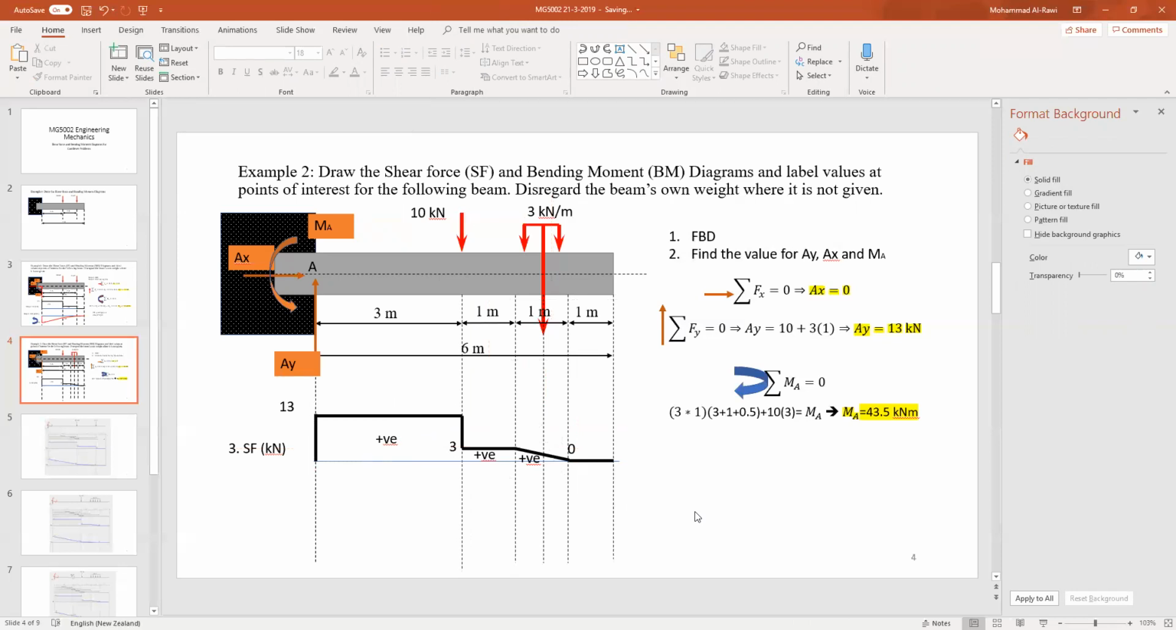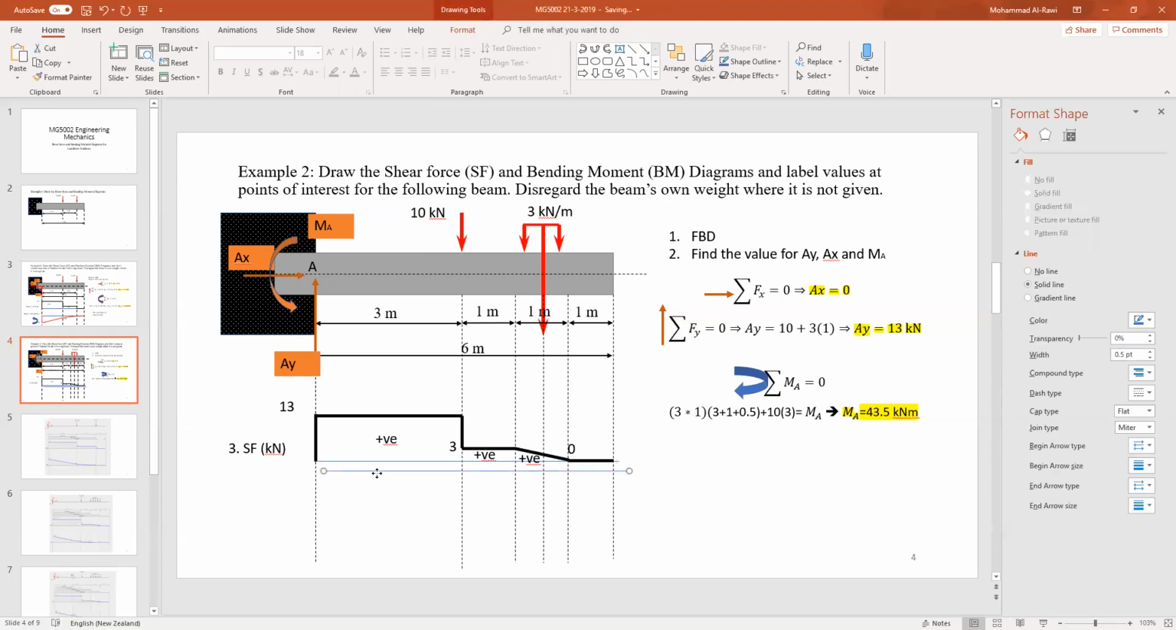Interestingly, both areas are positive, which is really good. But the difference from the previous example is that as soon as we change from point load to UDL, instead of the force going downwards, it became a slope. So it is a linear function. One is a constant function, and this one is a linear function.